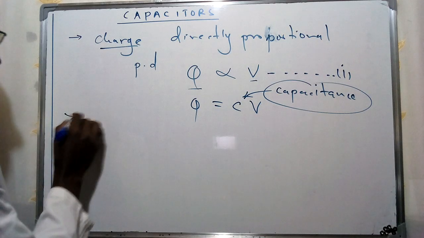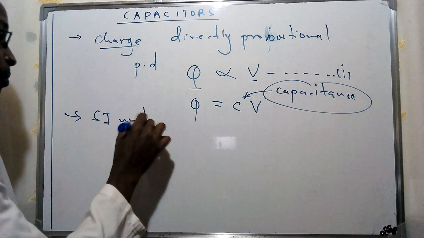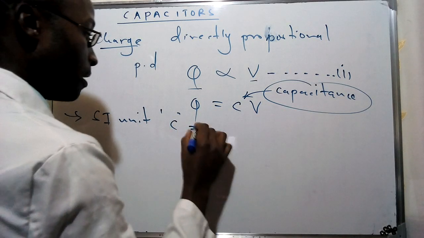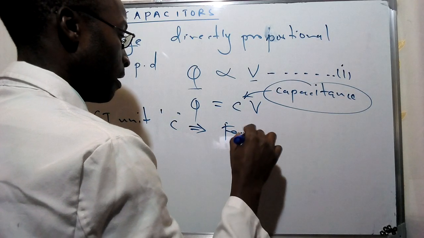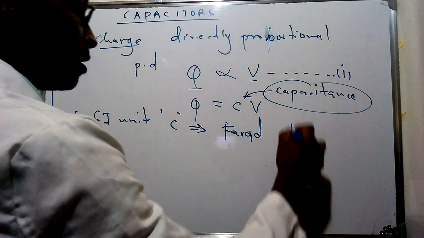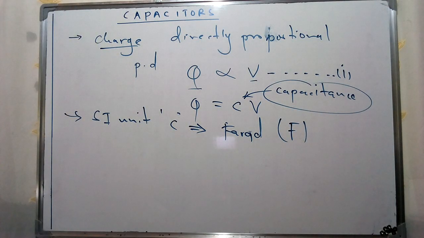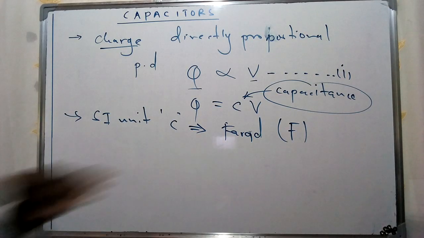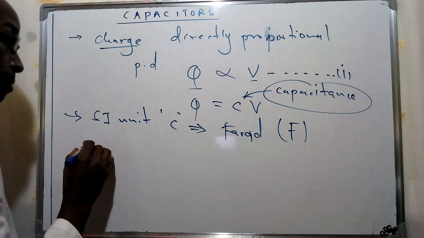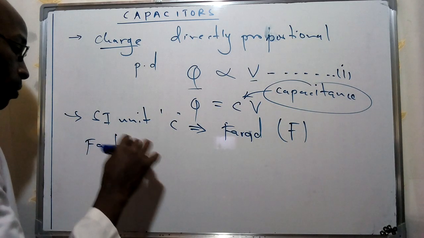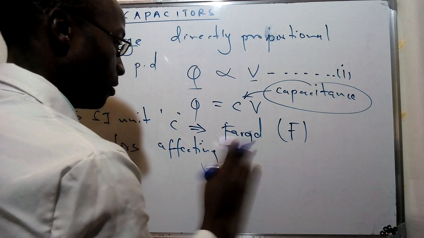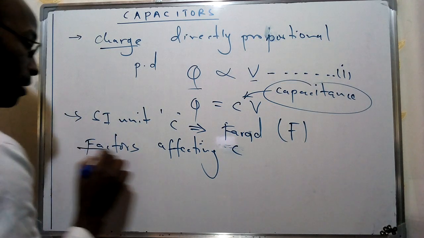Now I've got what we refer to as the SI unit used to measure capacitance, and this is given in terms of farads. So this is given in terms of farads. Perhaps in our subsequent discussion, I'm just going to use that initial F to refer to the SI unit for measuring capacitance. Now the aspect of capacitance is going to depend on a number of factors, and therefore we can mention this one as factors affecting capacitance. I'm just going to give it as C so that we can have a summary of this.